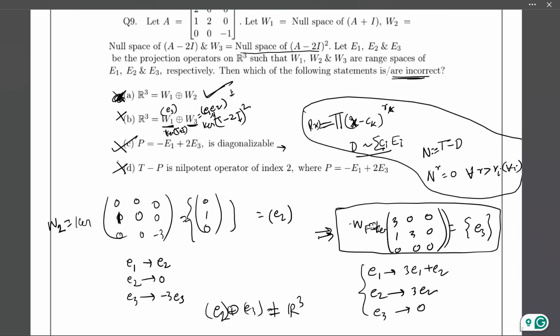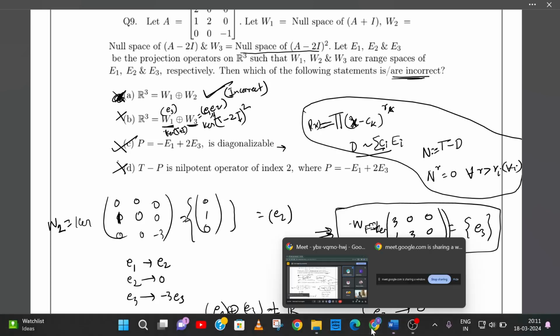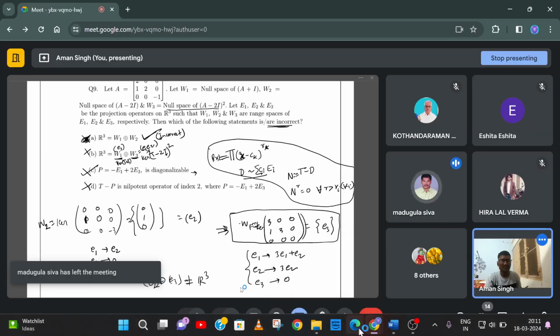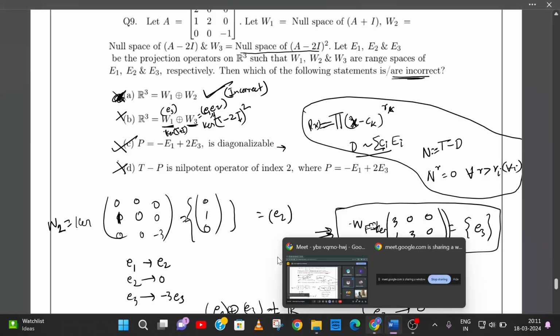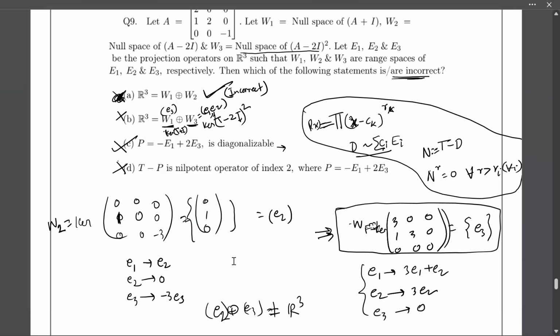This is incorrect. The remaining three are correct, but we need to choose the incorrect one. Okay, sir. B, C, D are the correct statements. Everything else is correct, so the first is the correct option.